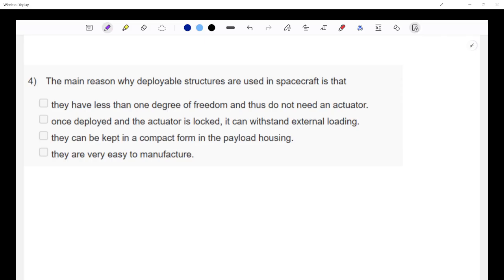Okay, so deployable structures are mainly used in spacecraft because of 2 key requirements. One is compact storage, right? Because you have lack of space during launch. Space inside the rocket or payload bay is very limited. There are large structures which are solar panels, antennas, and they cannot fit in full size. So they are folded, compact initially, then deployed in space.